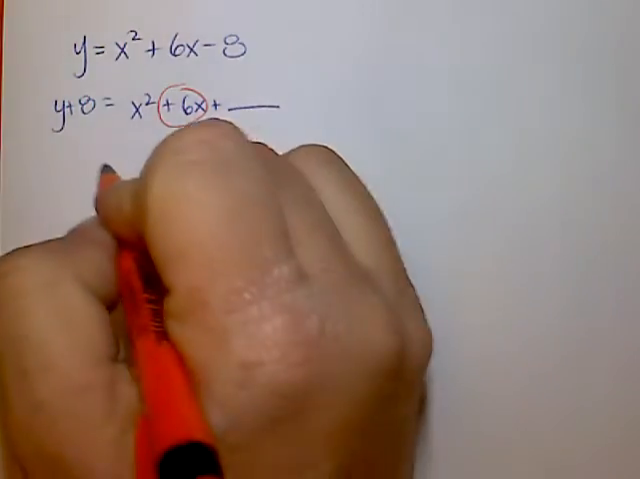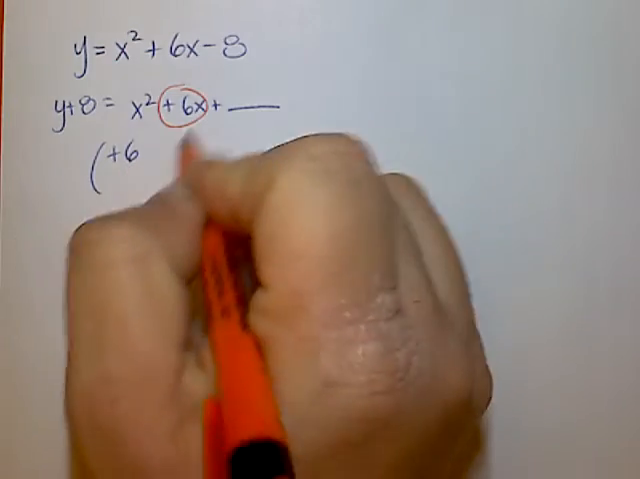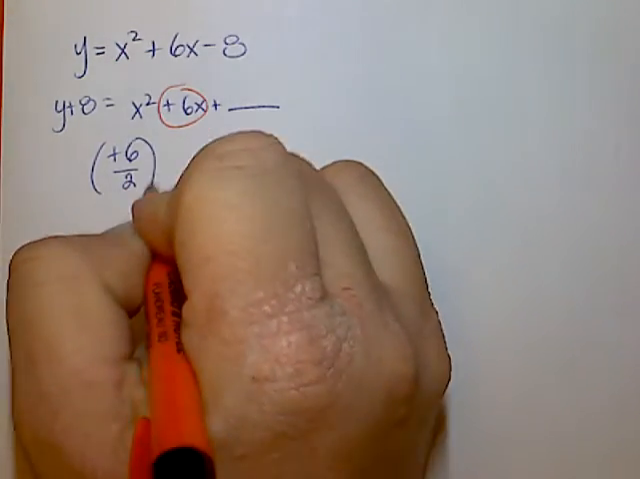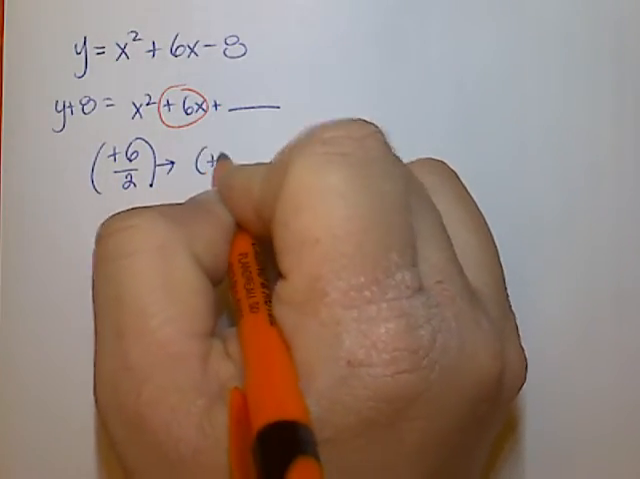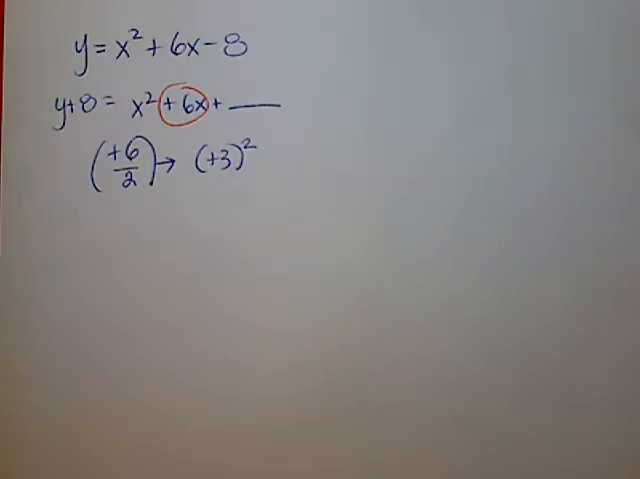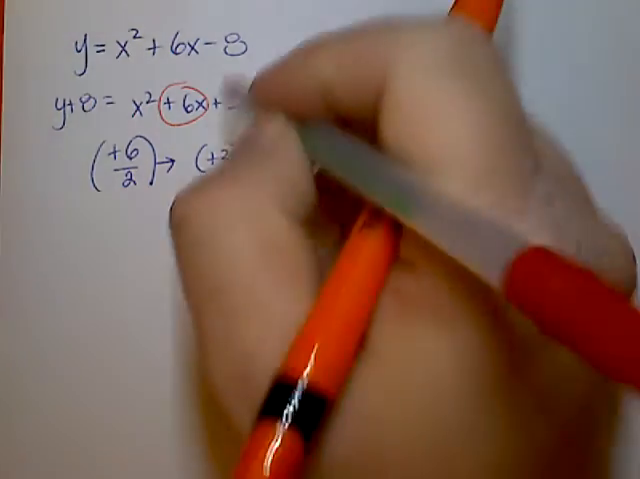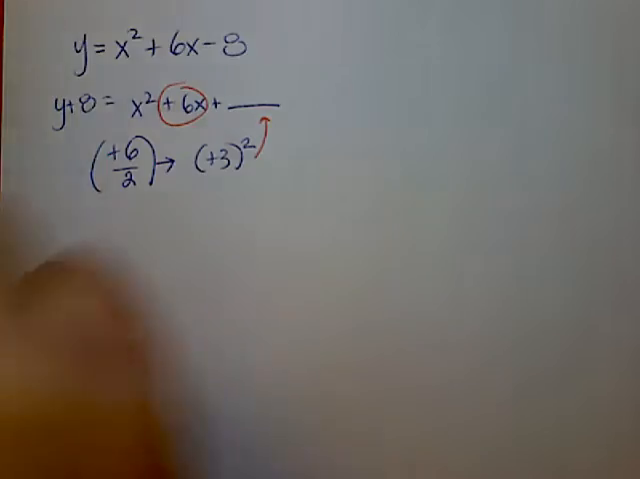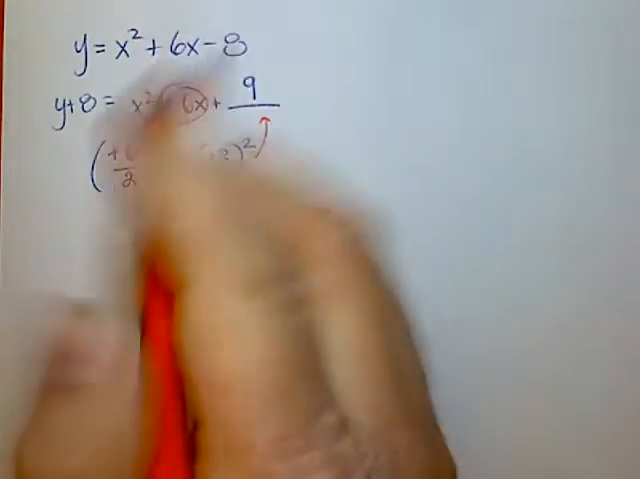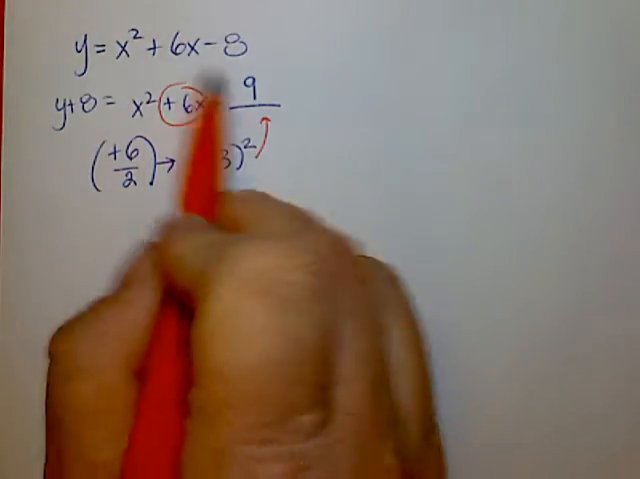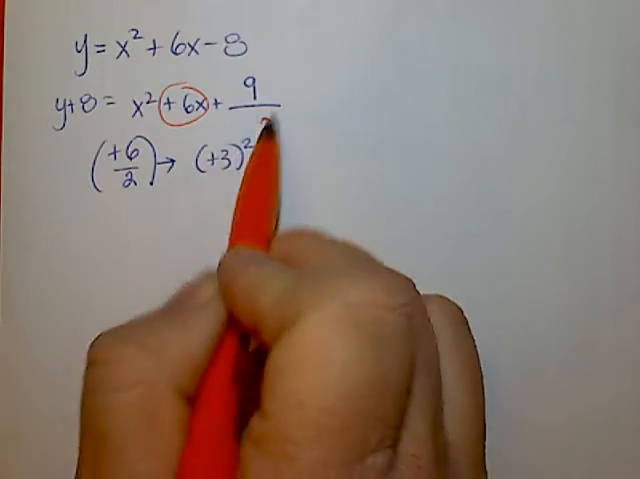And I'm going to take whatever that b is, include the sign with it, and always divide it by 2. So 6 divided by 2 is a +3. And then square that number. That number squared is a 9. So I'm going to add 9 to the right. Now because I didn't have to factor anything out, I literally just added a value of 9.